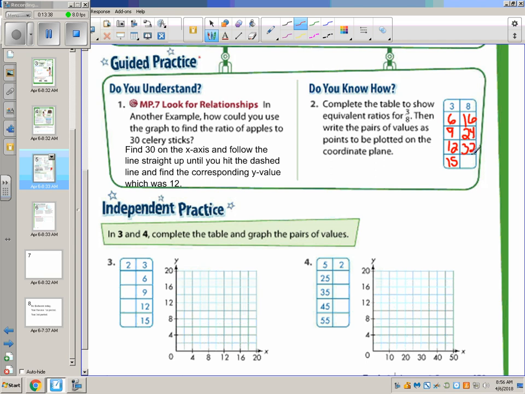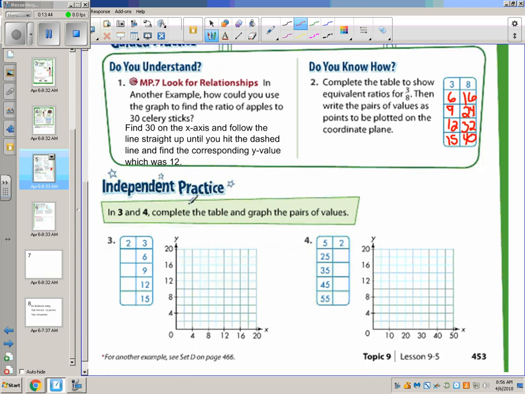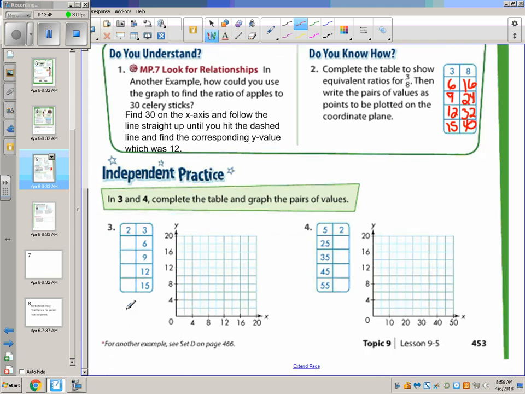All that skip counting that you did back in 4th grade and 3rd grade is coming back to haunt you right now, huh? Okay, so I'm only going to do one of these. I'm going to let you guys do the other one. So I'll do number 4. I'll leave number 3 for you guys to do. So the first thing that I've got to do is fill in my table.